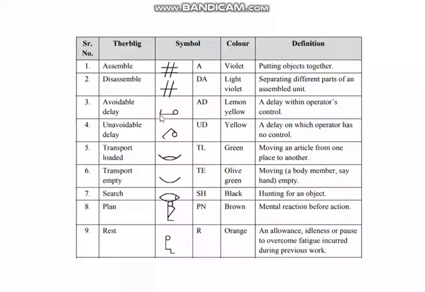Okay, you can remember, it's like a man sleeping. He is purposely sleeping and wasting time. So that's why this is avoidable. This can be avoided. Whereas the machine is broken down, that's why this man also is broken down here. Okay, unavoidable delay, UD, and the color is yellow.